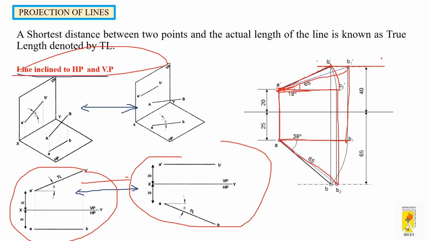The same way, take A B1 as radius, keep A as the center, and cut an arc like this so that it cuts the locus of B. And you can see the point where it cuts, and that point can be joined with this A, and you get the top view of the line which is inclined to both the planes, that is to HP and VP. So this is how the top view and the front view of the line which is inclined to both the planes can be derived or drawn.